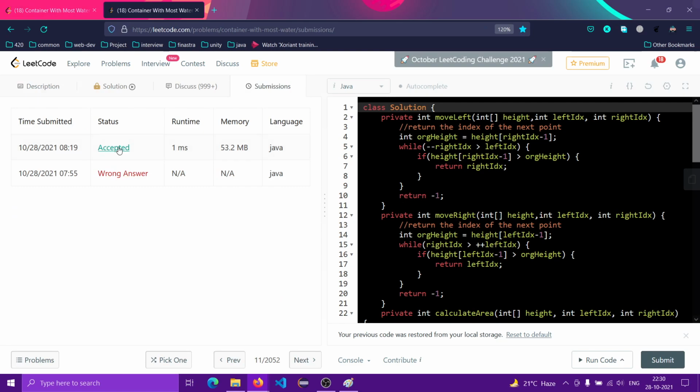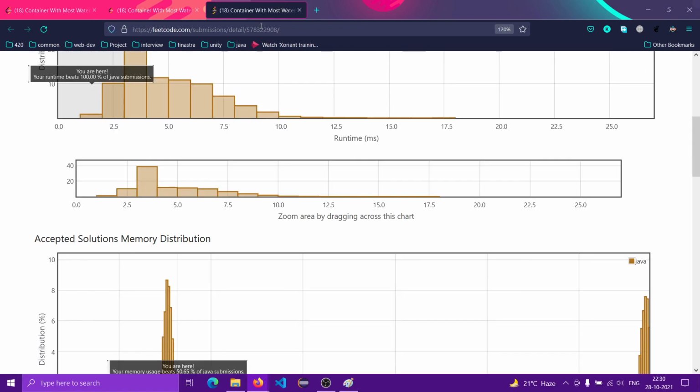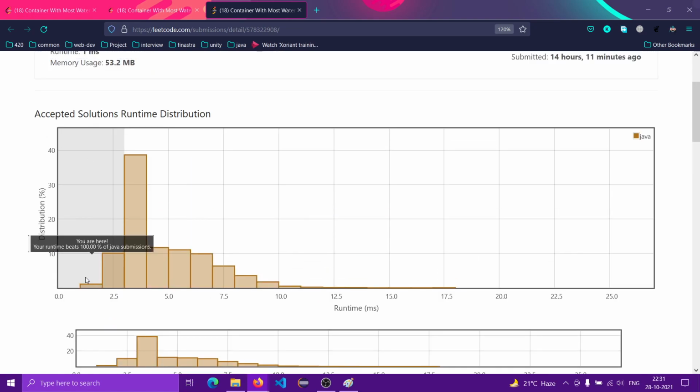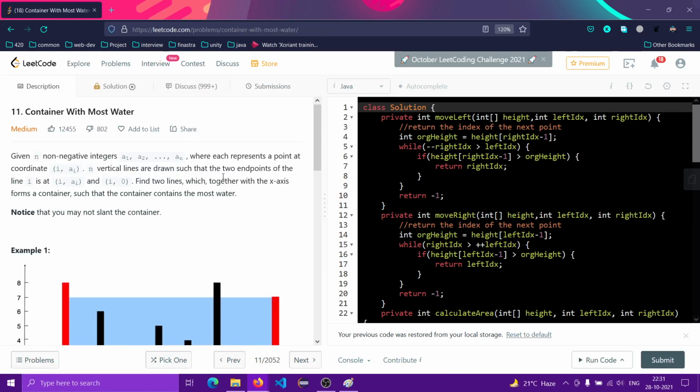Because like you can see, this is the solution. Runtime is 1 millisecond. Now this is just to show that the solution is a good one. You can see the runtime beats 100% of Java submissions. So yeah, it is the best there is. Now that the show off part is done, let's move on to the actual work.